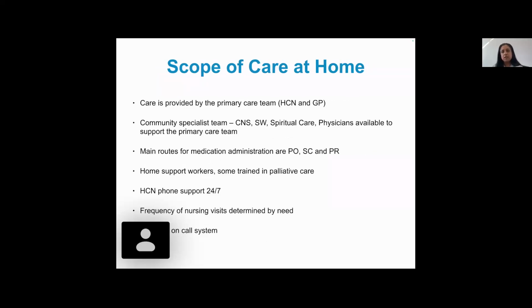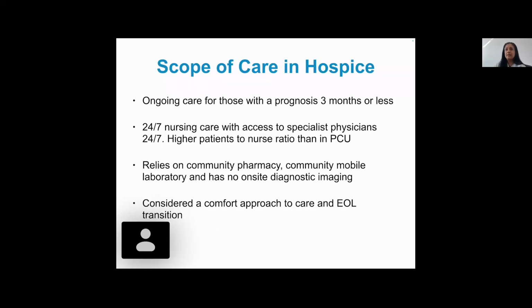And the scope of care at home is the community support team, and they're well supported. So usually there's a clinical nurse specialist, social worker, spiritual care practitioner, and physicians available to support the primary care team. But your primary care team will still support you, like your GP will still be your doctor.